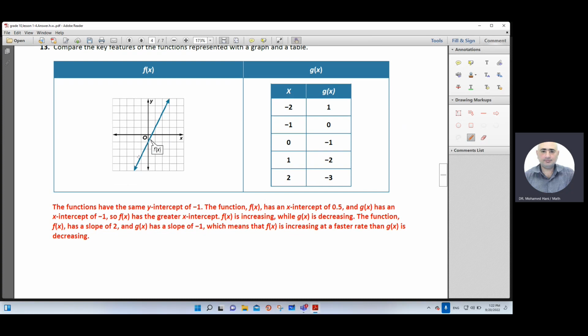So as you see here, we have a graph, and this is the function f(x). We have here x-intercept and here y-intercept. The x-intercept is (0.5, 0). This is the x-intercept. And here the y-intercept will be negative. So compare now. Here we have x-intercept. And here we have y-intercept.